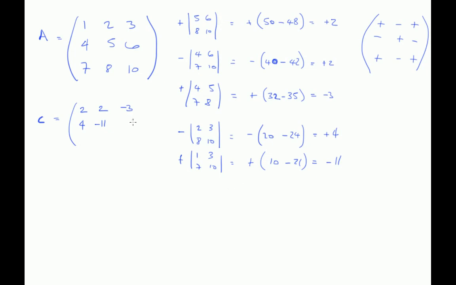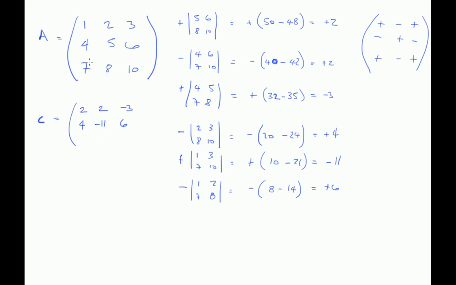Okay, this one here is minus the determinant of 1, 2, 7, 8. Which gives us 1 eight is 8, 2 sevens are 14. 8 minus 14 is minus 6. Minus minus 6 is plus 6. Okay.